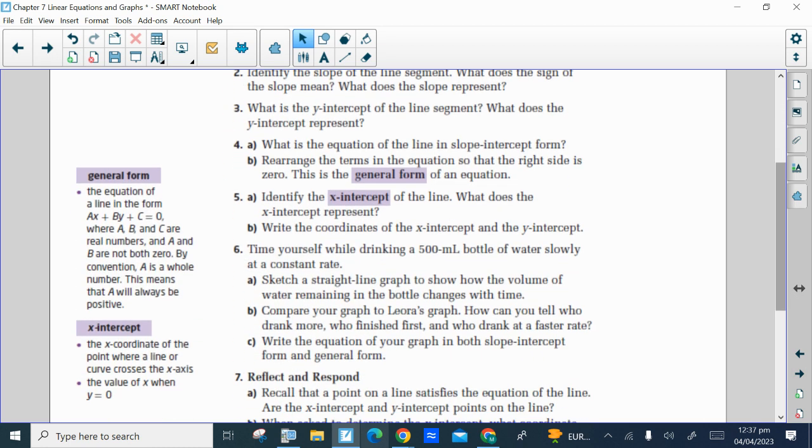So on the left, on the next page, the general form of a line is the form ax plus by plus c equals 0, where a, b, and c are real numbers and a and b are both non-zero. By convention, a is a whole number and it'll always be positive. So basically, you've got everything on one side equal to 0 on the other, and you can't have any fractions or decimals. That's what general form is.